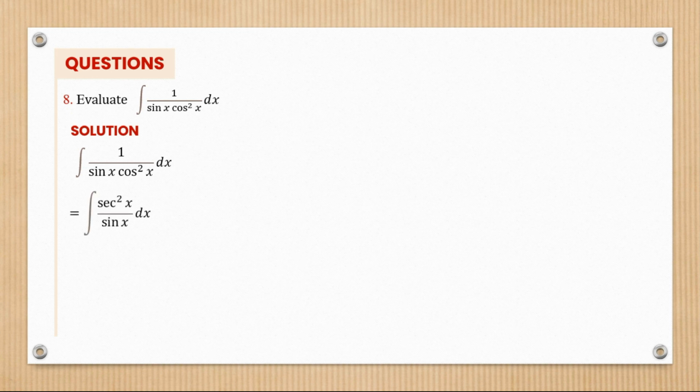In this case, the first step is to convert this. Remember that 1 over cos squared x is the same as sec squared x. So we're going to have sec squared x over sine x dx. Next, we remember that sec squared x is the same as 1 plus tan squared x. Then I can split this into two different integrals: 1 over sine x plus tan squared x over sine x. And that's correct.